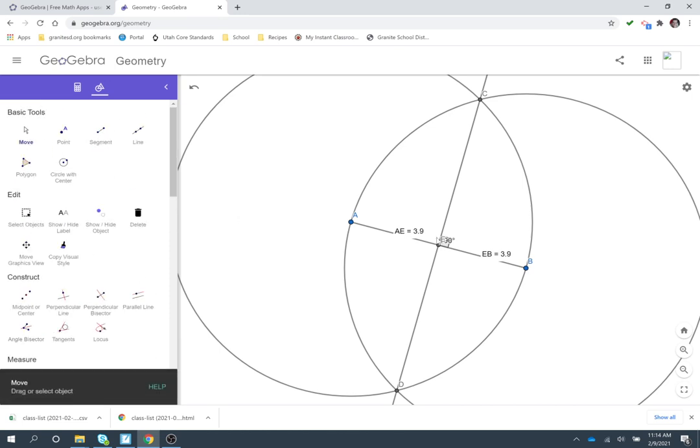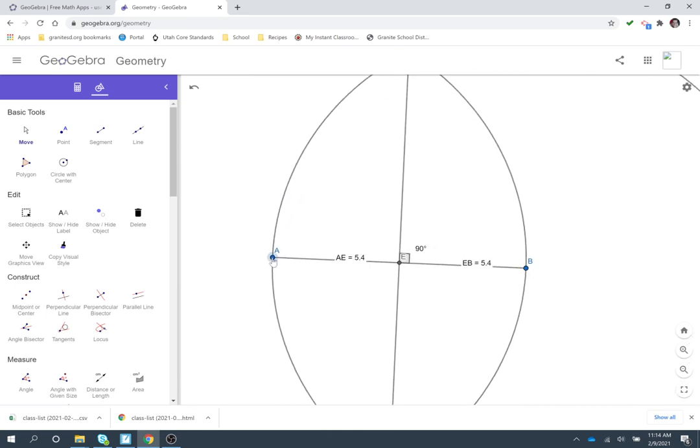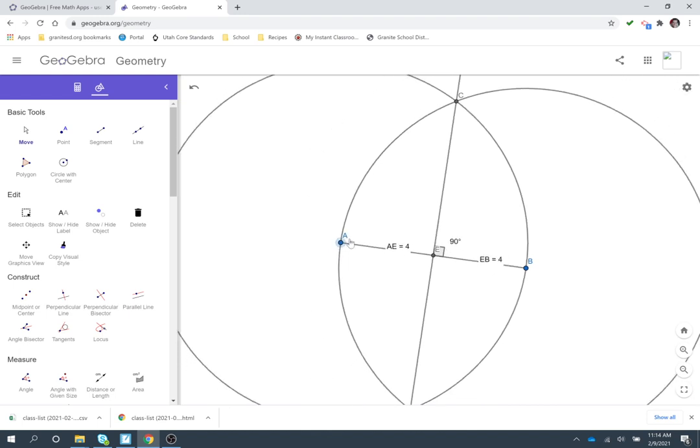If you grab your move tool, you can kind of move that so you can read it better. And then notice if you grab point A, the two sides remain the same length, and the angle remains 90 degrees.